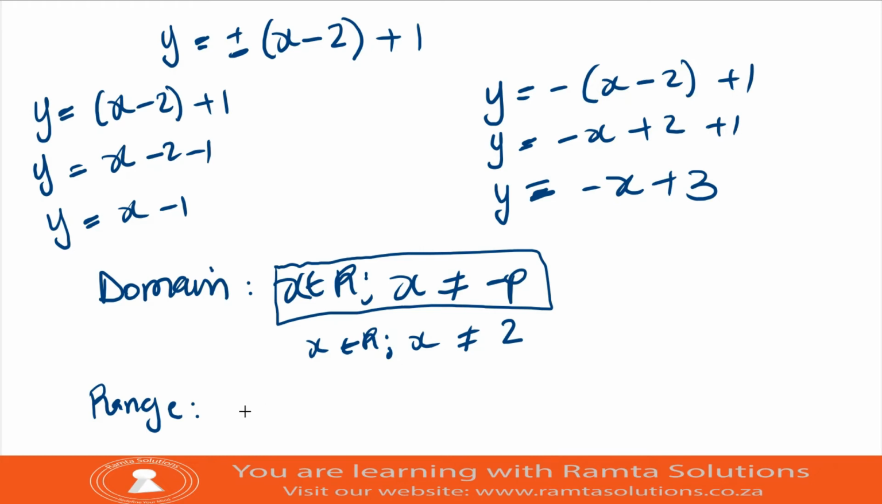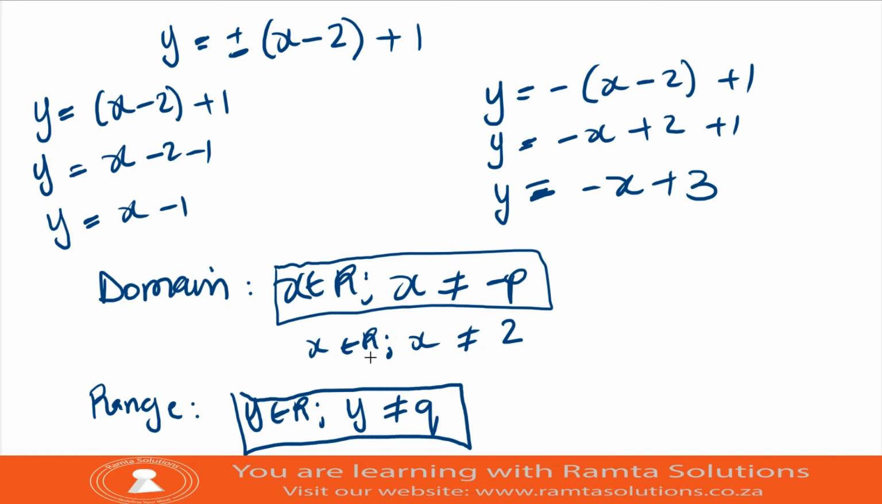Range: y is an element of real numbers, but y is not equal to q. This is the formula you need to know. So we'll say y is an element of real numbers, but y is not equal to 1. Okay? And we are good to go.